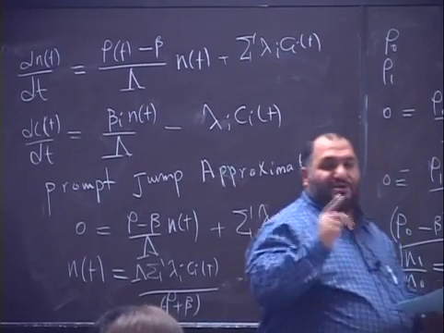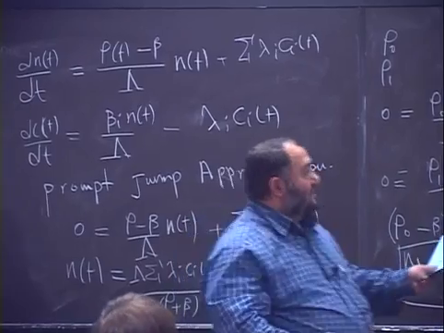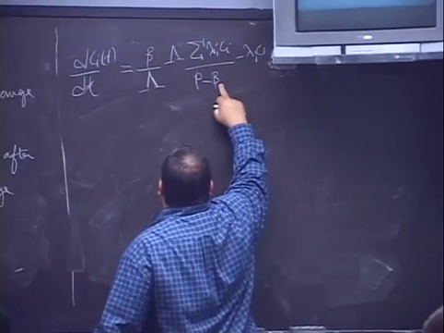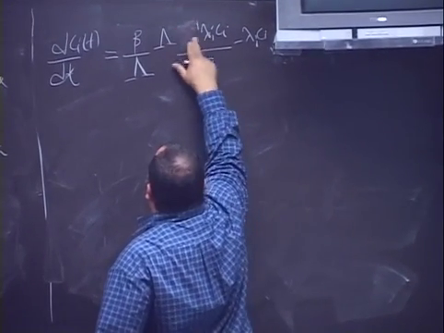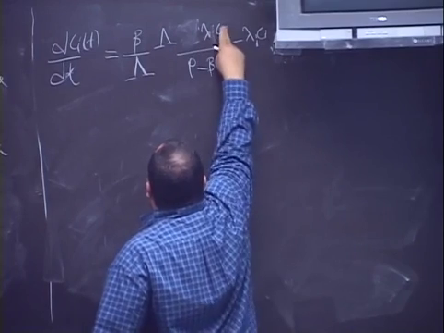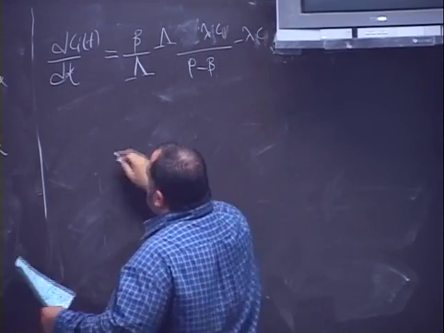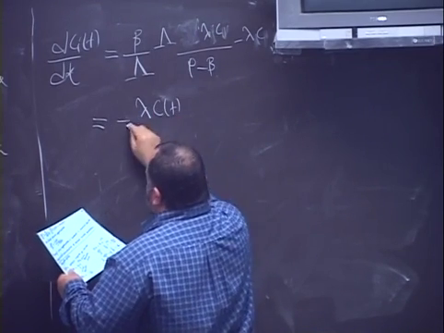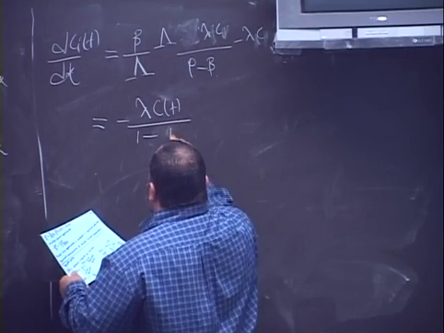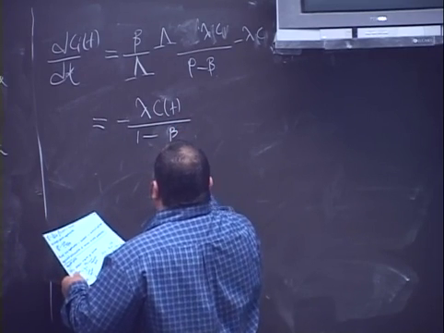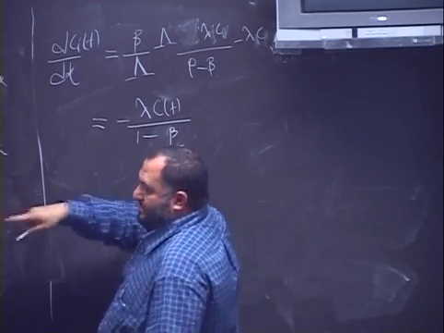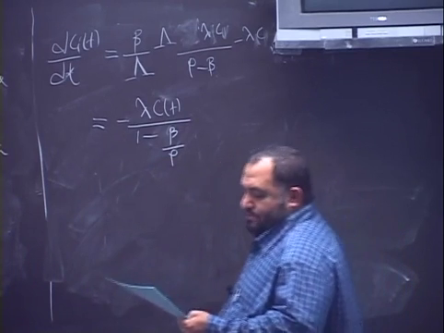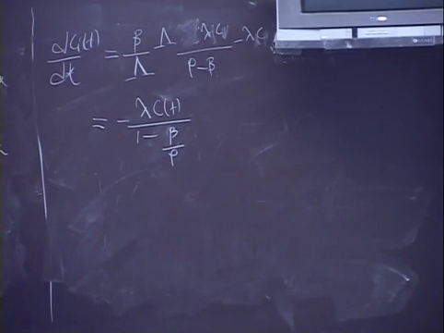If we are talking about one delayed neutron group, not the 6 groups, this will be beta, and this will be beta, and the summation will be lambda C, and this will be lambda C, and this will give you at the end minus lambda C of t divided by 1 minus beta over rho. And the minus sign that Muhammad was asking about is here. And this is just called the prompt jump approximation.